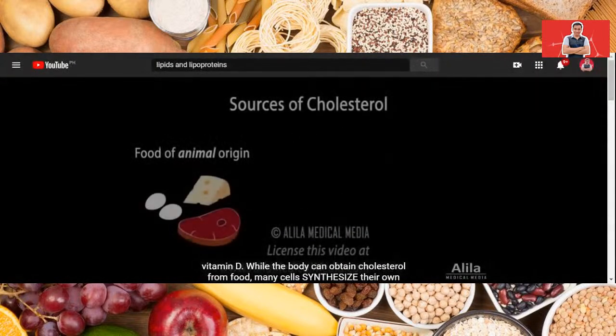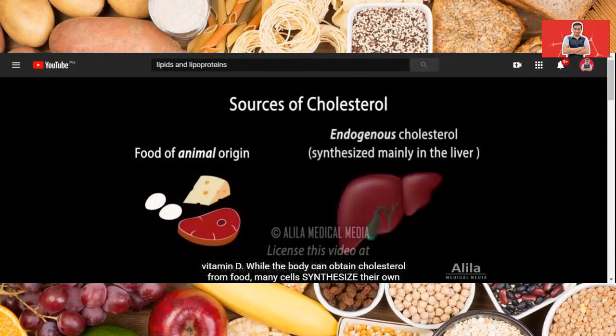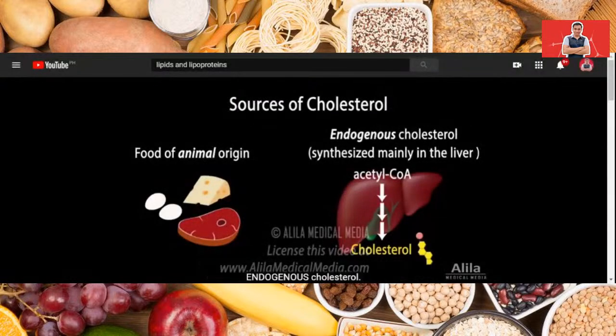While the body can obtain cholesterol from food, many cells synthesize their own endogenous cholesterol. Cellular production of cholesterol is under negative feedback control. Low levels of intracellular cholesterol induce its own production, while high cholesterol levels inhibit it.